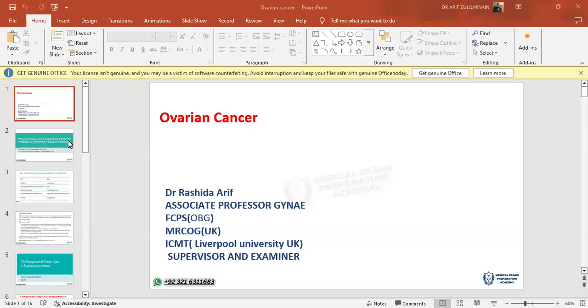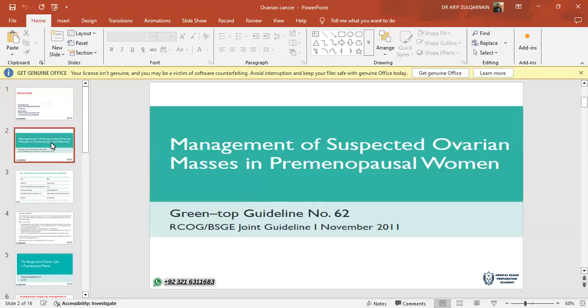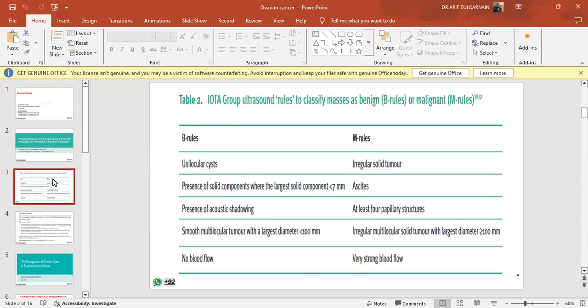And before discussing the scenario, I will briefly tell you the management of the ovarian mass in premenopausal and postmenopausal women. So, Green Top Guideline number 62 is about the management of suspected ovarian mass in premenopausal women. And in premenopausal women, we do the management according to the B rules and the M rules on transvaginal ultrasound.